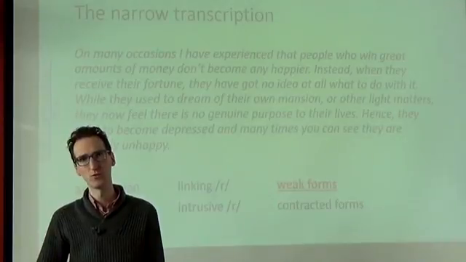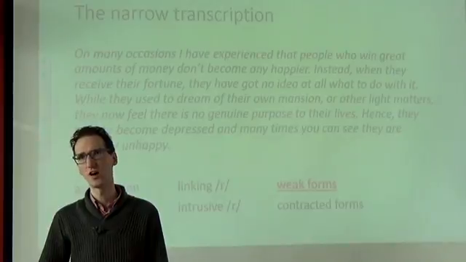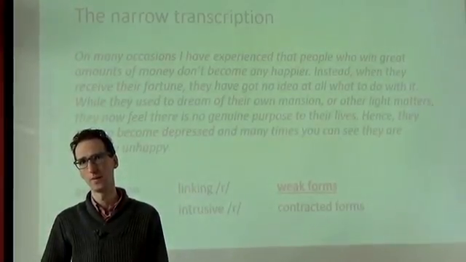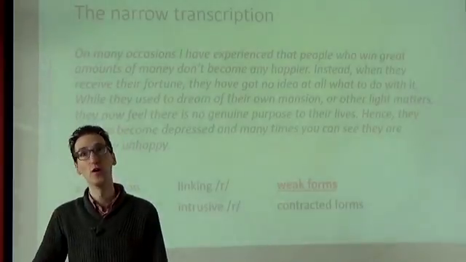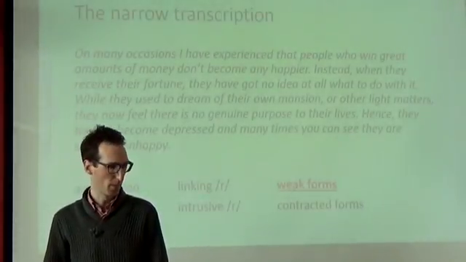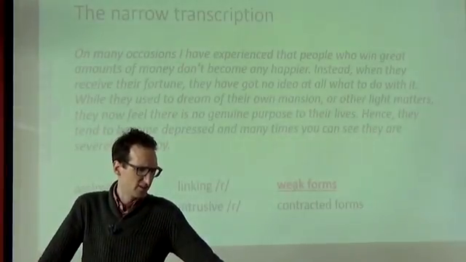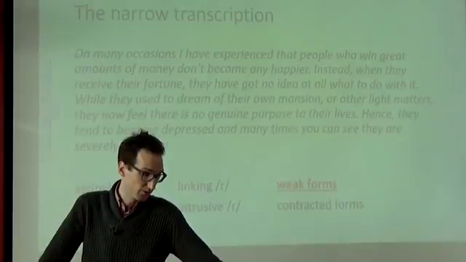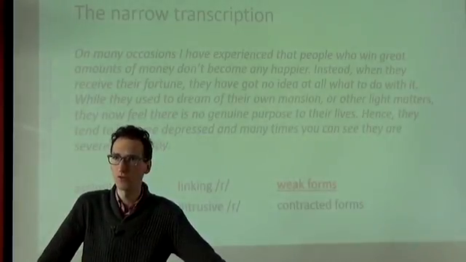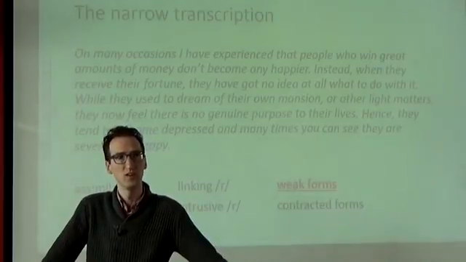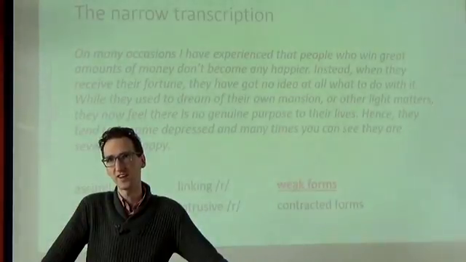Weak forms and contracted forms. Contracted forms are things like won't and can't. And weak forms, of course, are things like of course. And then there's usually some linking R, not so much intrusive R, but most of it will be weak forms and contracted forms. When you've found those, then try and look for assimilation, because there's bound to be quite a bit of assimilation in the text.